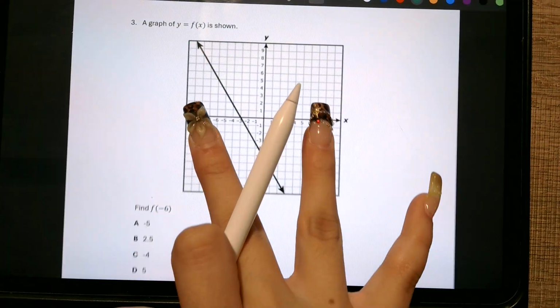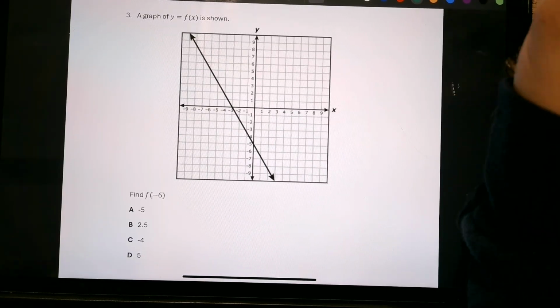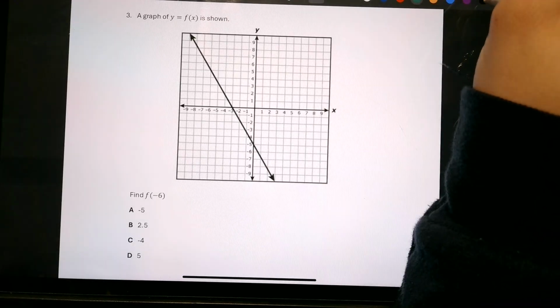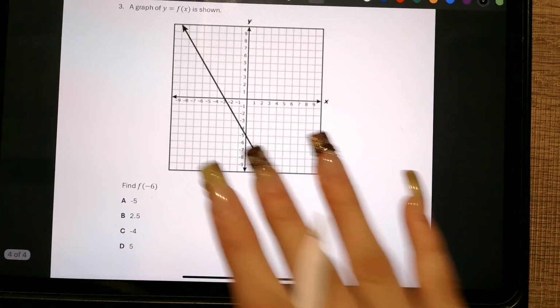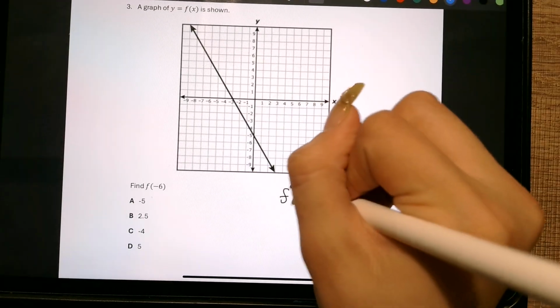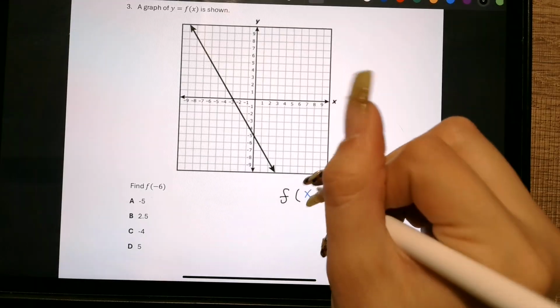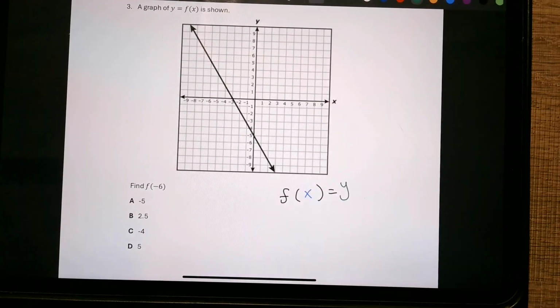Now let's turn to our last question, question 3. And I'm going to tell you right now, you're going to see a question almost identical to this on the test. So I hope that you really internalize this and understand it. So I'm going to write just real quick function notation so that we don't forget. F of x equals y.